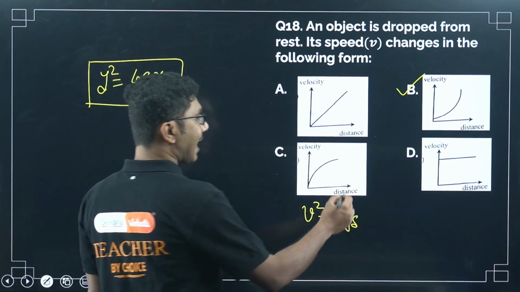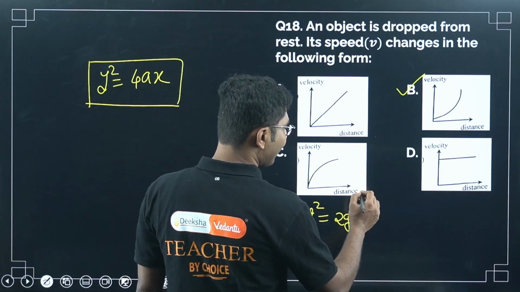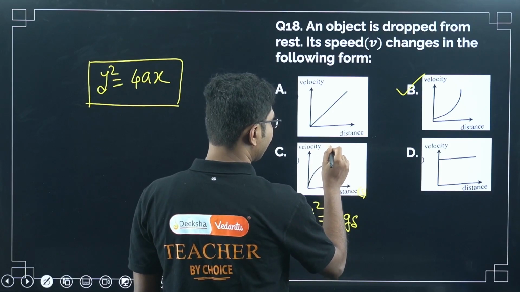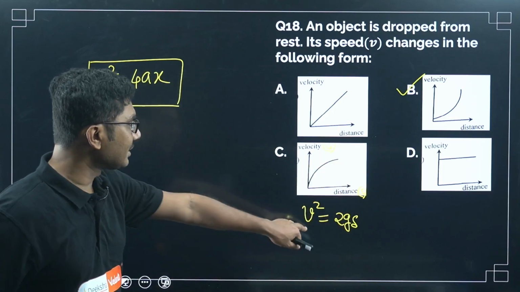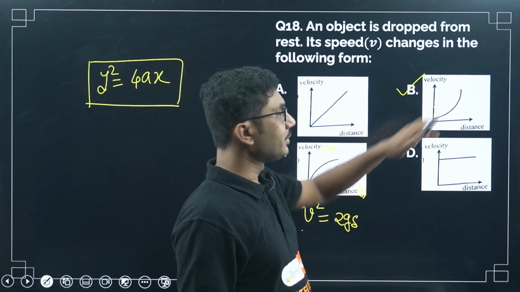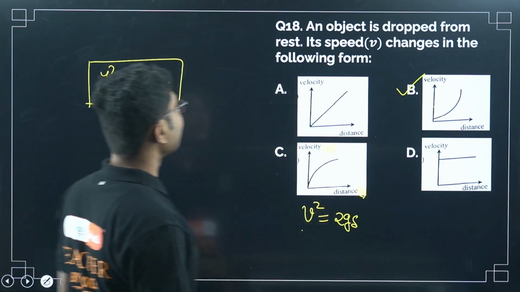So remember that along the x axis you have displacement s, along the y axis you have velocity v. Basically this equation is comparable to the y square equals 4ax equation. So this will be the answer. Now let's move on to the next question.